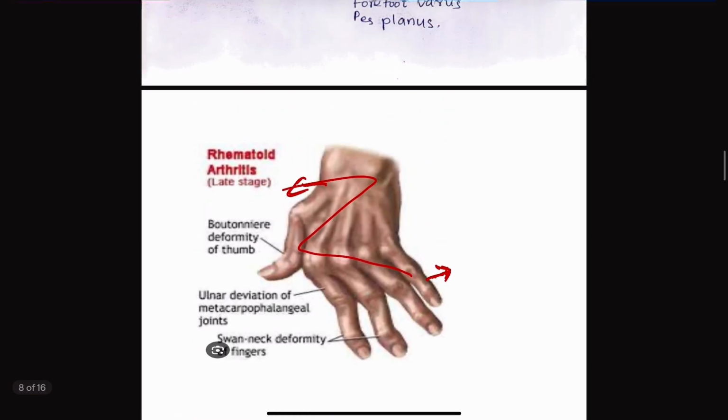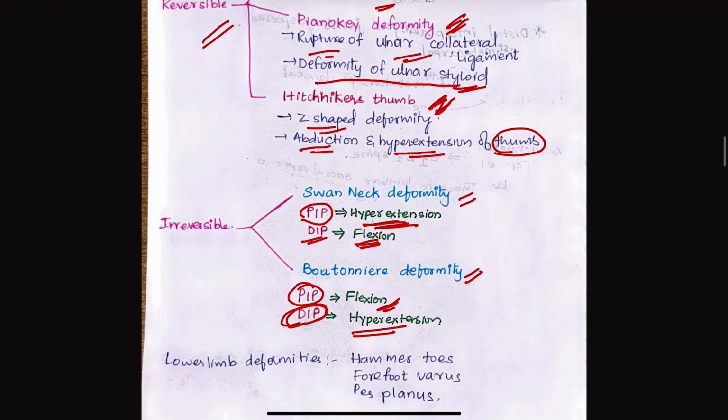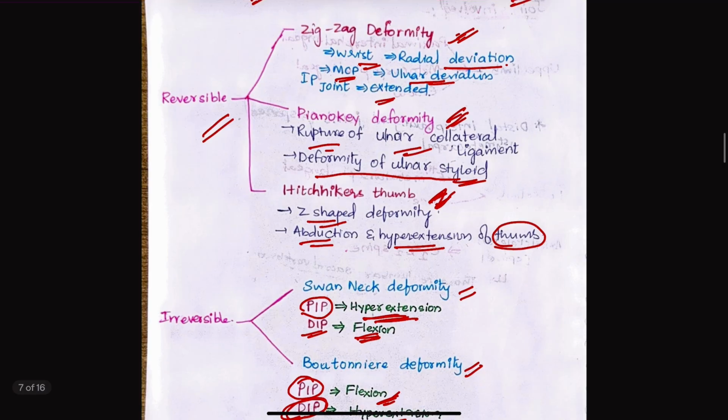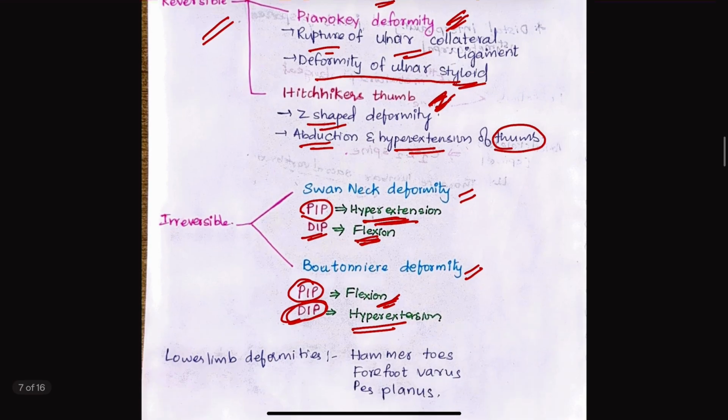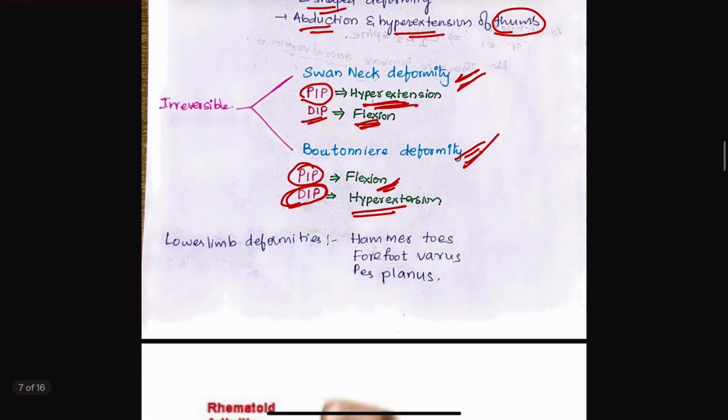In hand, we have reversible and irreversible deformities. Reversible deformities are zigzag deformity, piano key deformity, Hitchhiker's thumb, and in irreversible, we have swan neck deformity and boutonniere deformity. Okay, so in lower limb we have deformities of hammer toe, forefoot varus, and pes planus. Pes planus is nothing but flat foot.